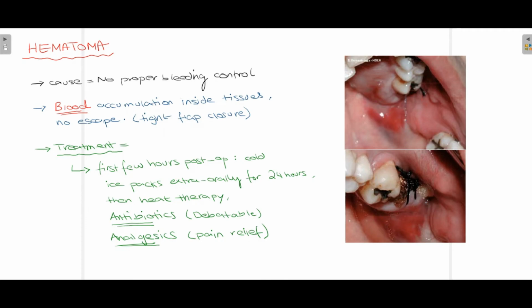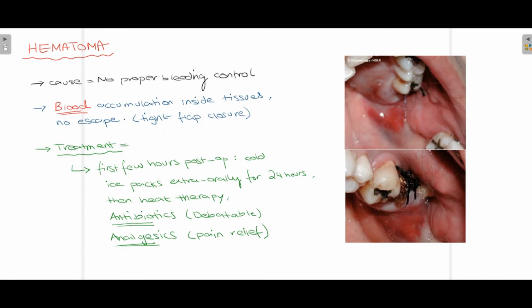These are hematoma. Now after you have clinically diagnosed that the patient has developed hematoma, how do we manage? Initially, during the first few hours after the surgery has been performed, we apply cold ice packs and we continue that for 24 hours. Next, we can also go for heat therapy because it helps to relieve some swelling and associated symptoms with the hematoma.